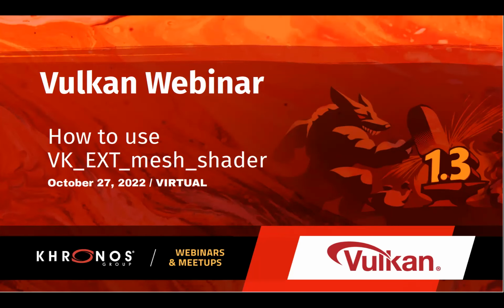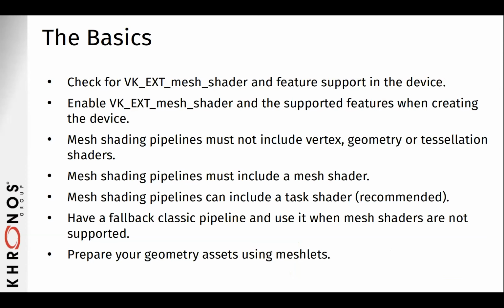So first things first, if you want to use mesh shaders in your application, you need to check that the driver and the hardware support the mesh shading extension and probably which features are available. We'll go over the features in the next slide. Then you need to enable the extension and the supported features that you want to use when creating the logical device. And with that, you can start using mesh shading pipelines, which are not a completely new type of pipeline, but a new type of graphics pipeline.